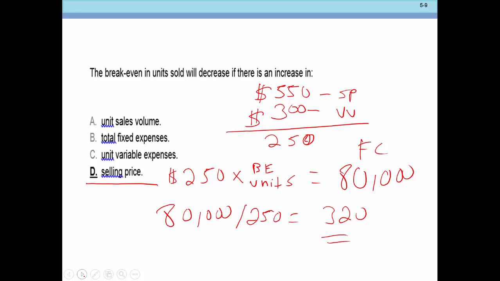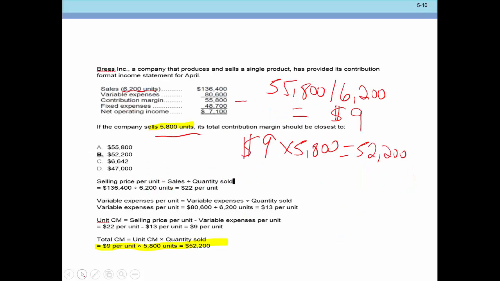Did the break-even in units come down? It came down from 400 to 320, didn't it? Why? Because I'm getting more sales price. I'm getting more of a contribution margin per unit towards first my fixed cost, then my profit. So I don't have to sell as many units if I increase the sales price, right? Okay, good. So you come over and you take a look at this one.